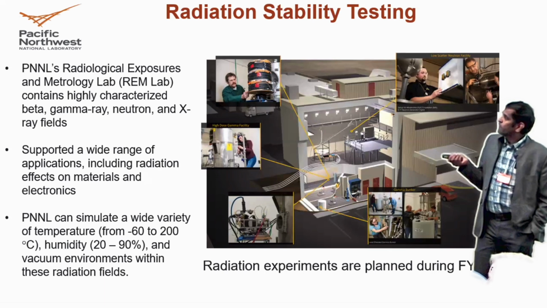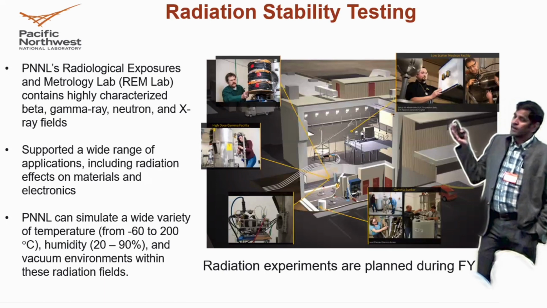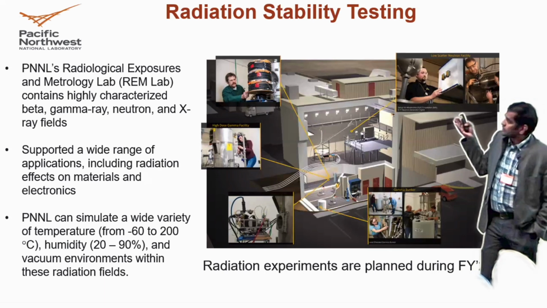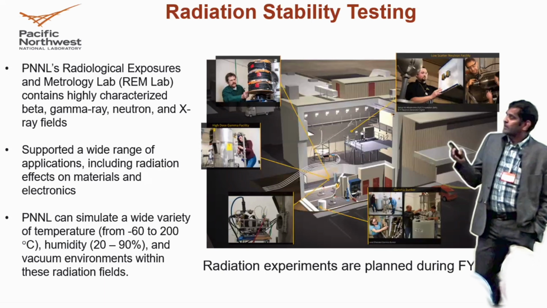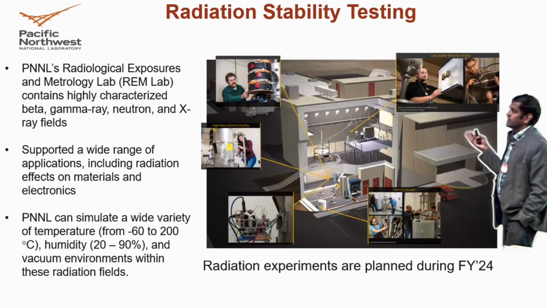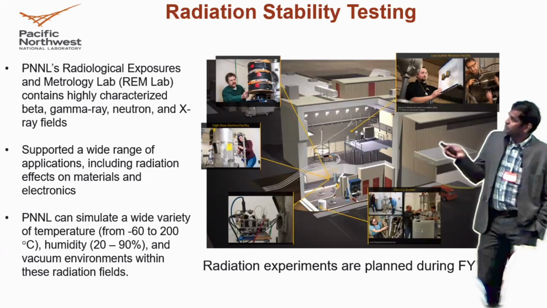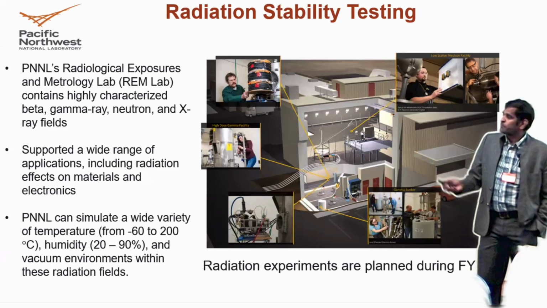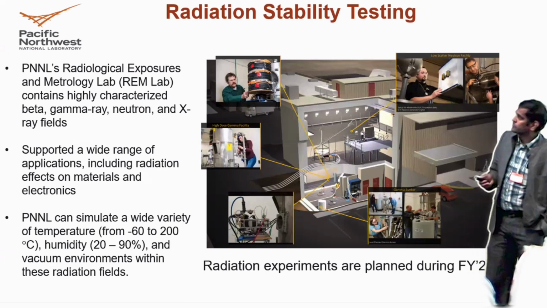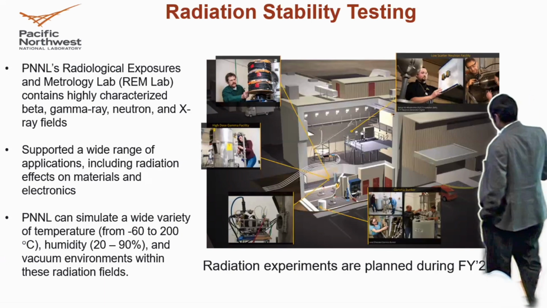We can also simulate a wide variety of temperatures from anywhere from -20 to 200 degrees Celsius. At the same time, we can vary the humidity from 20 to 90% relative humidity. So we can test in a wide range of temperature and humidity conditions to measure the radiation stability.